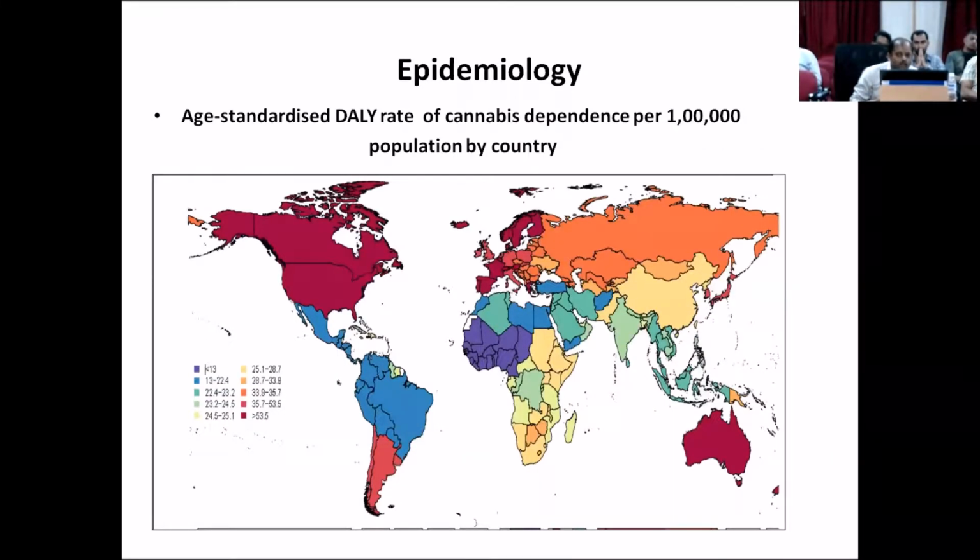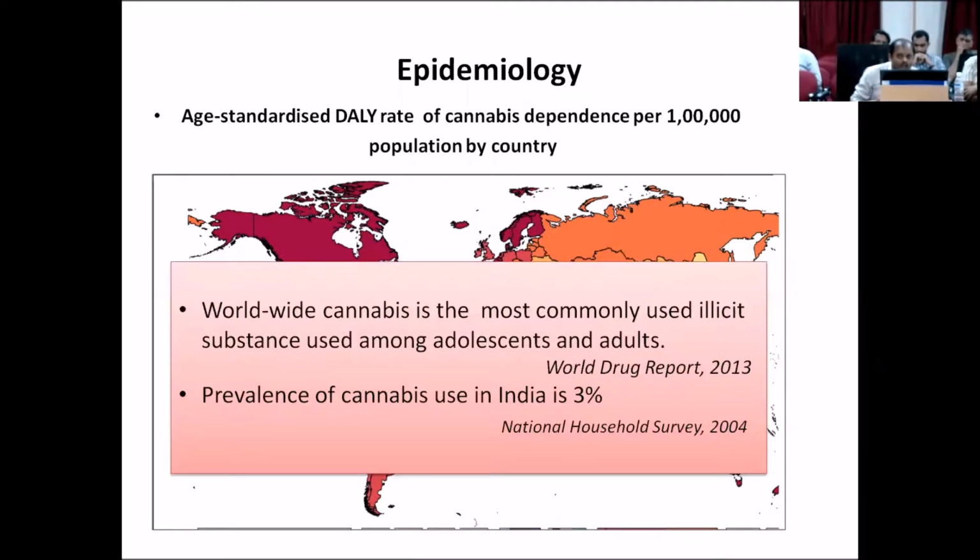Now coming to the epidemiology of cannabis use. As you can see from this World Drug Report of 2013, cannabis is very prevalent. India luckily is in between, neither too prevalent nor too low. The prevalence in India as per the National Household Survey is 3%. But of late, cannabis use has been increasing tremendously, particularly in urban areas among adolescents and youth. That has been seen in a recent 2013 report. I have not included the data.